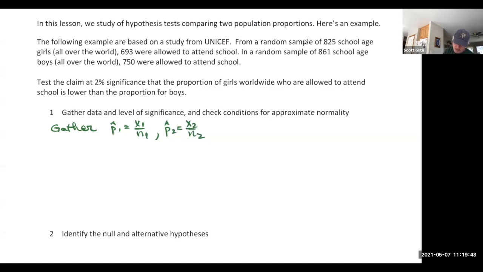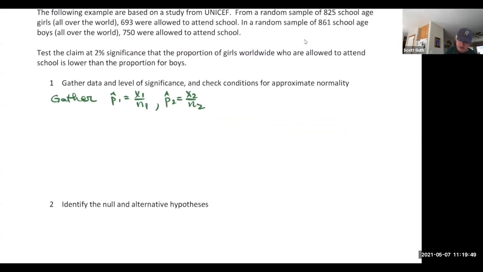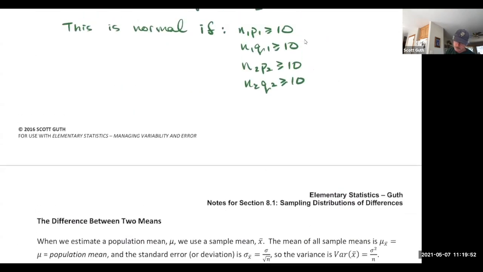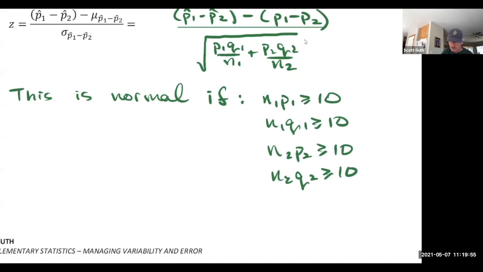The conditions are complicated. Normally, I'm going to erase what I'm about to write. Actually, you can look back. Okay, I said it's normal if N1 times P1 is at least 10, N1 times Q1 is at least 10. You're not going to be able to verify this. Just as a reminder, we don't know what P1 and P2 are. N1 times P hat 1, just to remind you, P hat 1 is X1 over N1. Those cancel, okay? That's just X1, which is the number of successes.